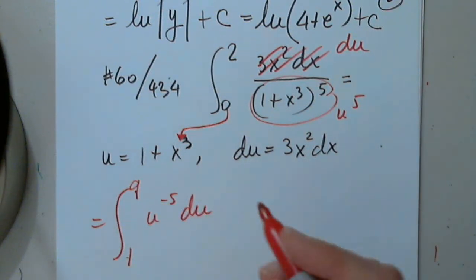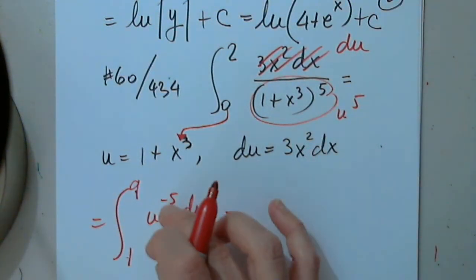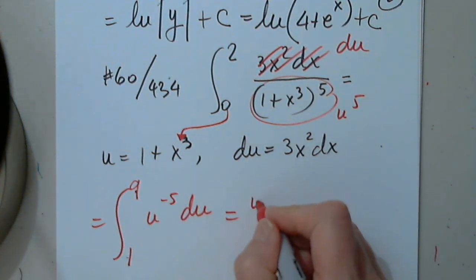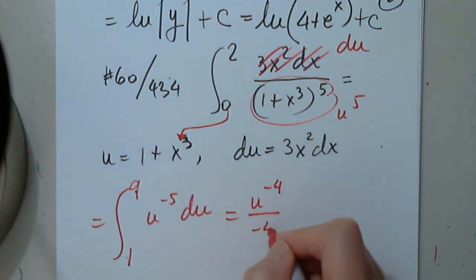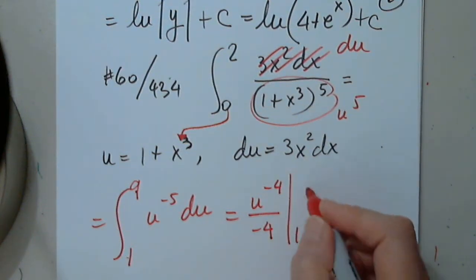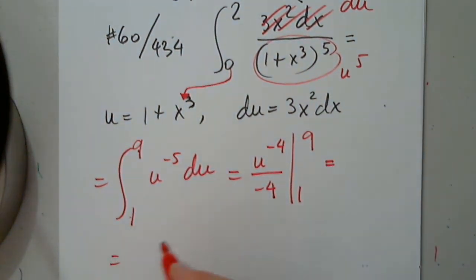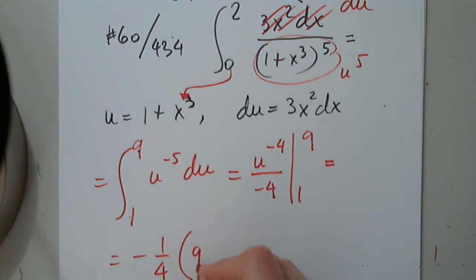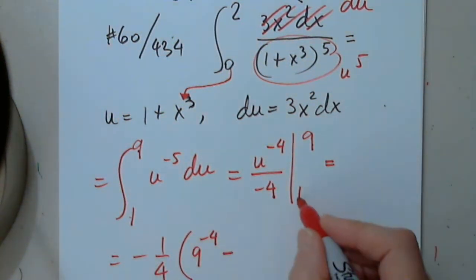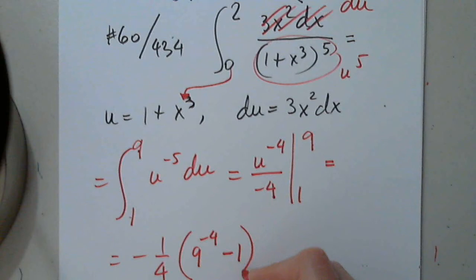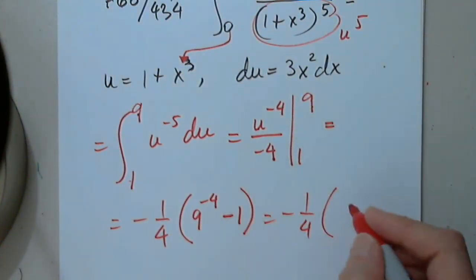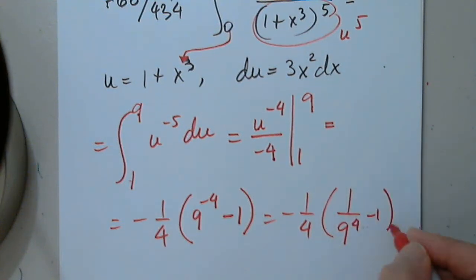Nine. Excellent, awesome. So remember the power rule, plus 1 over the same number. U to negative 5 plus 1 is u to negative 4 over the same number from 1 to 9. Please leave negative 1 over 4 outside. So I plug in 9 to negative 4 minus when I plug in 1. So negative 1 over 4, and this is 1 over 9 to the 4th minus 1.